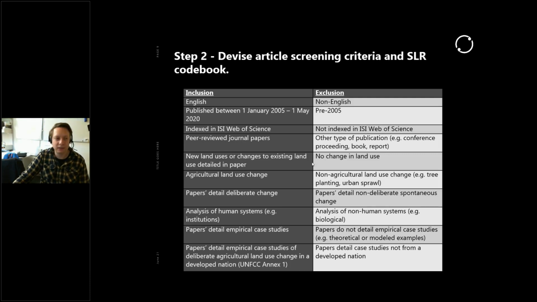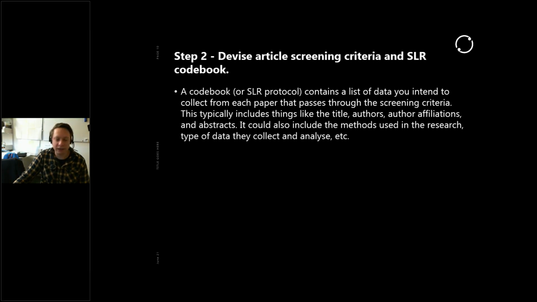So after you've set your article screening criteria like this, you need to develop an SLR codebook or SLR protocol. So this codebook contains a list of data that you intend to collect from each paper that passes through the screening criteria. So this typically includes bibliographical details like the title, the author, the affiliations, but it could also include other things. So for us, when we were looking at these empirical examples of land use change, we wanted to see if the papers cited values, rules, or knowledges that are either enabling or constraining factors on that land use change. So that was included in our SLR codebook.